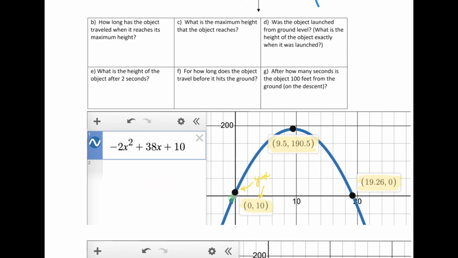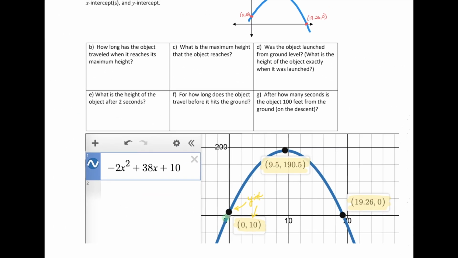And so here I ask you some questions, and the first question is, how long has the object traveled? How long, meaning in time, has the object traveled when it reaches its maximum height? So notice that you've got the word maximum in that question, and so I would be looking at the maximum on the graph. And then I want to ask myself, well, what do those values represent?